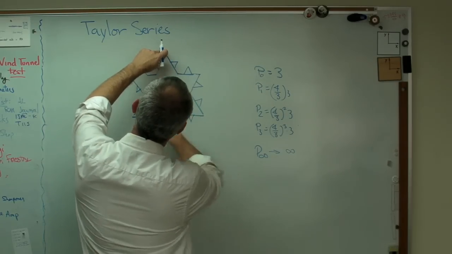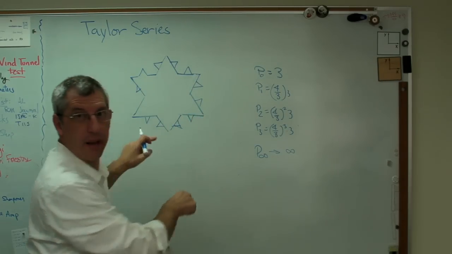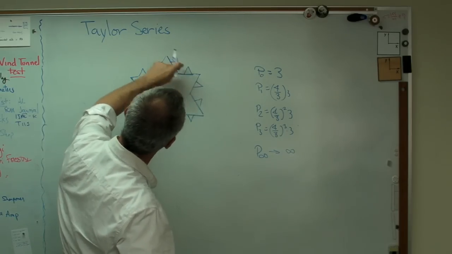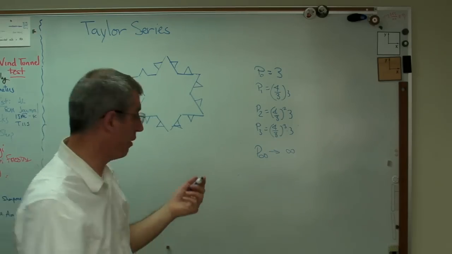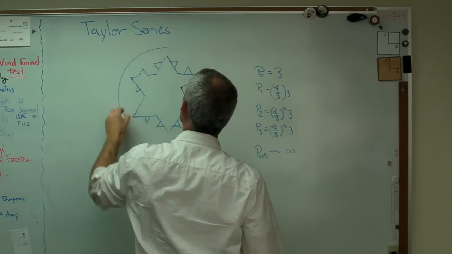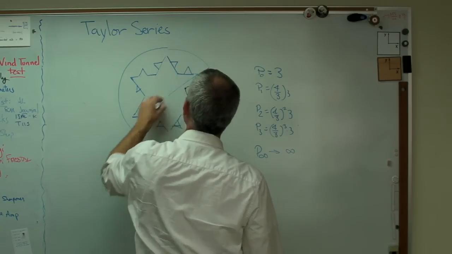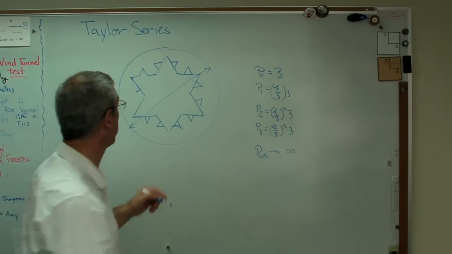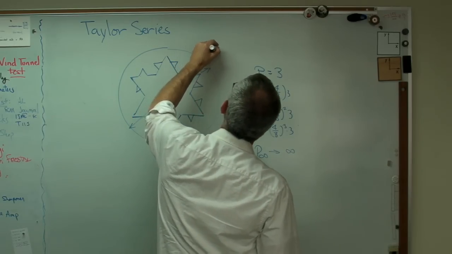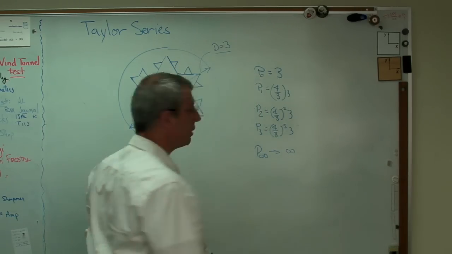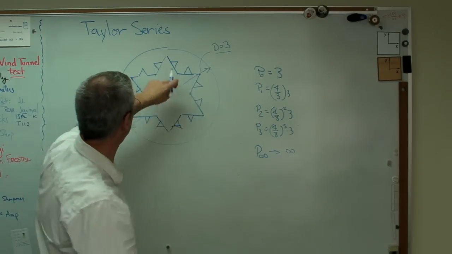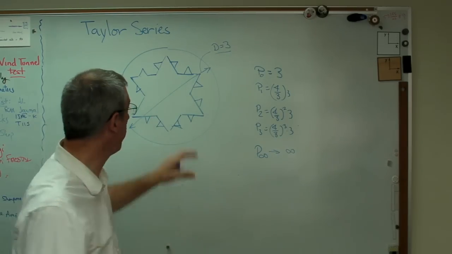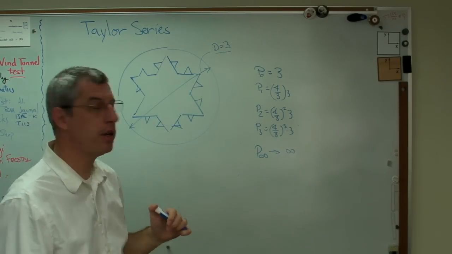If that side is 1, and that side is 1, and that side is 1, it's good to know that those little points there don't extend out very far. I could draw a circle here. Okay, let's just give it a diameter. I don't know what diameter to make it. Let's be really conservative. Let's make that diameter, I don't know, 3. So we're absolutely sure it's way bigger than that star there. This is called a Koch snowflake. All right, I didn't invent this. This is called a Koch, K-O-C-H snowflake.